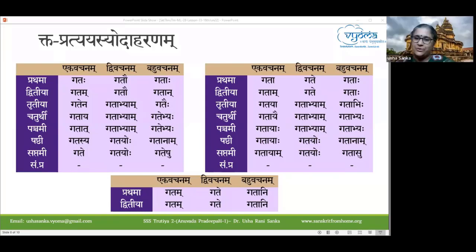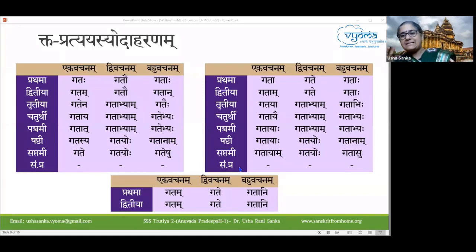Okay, so it's the same as Rama, right? And then the Napumsakalingas: Gatam Gate Gatani, Gatam Gate Gatani. So can you tell some examples regarding this? I mean, can somebody try? I didn't cover examples in this. I just put these. So just add one more noun word. One more thing we missed: they act like Visheshanas. These also act like Visheshanas. I really missed that point.